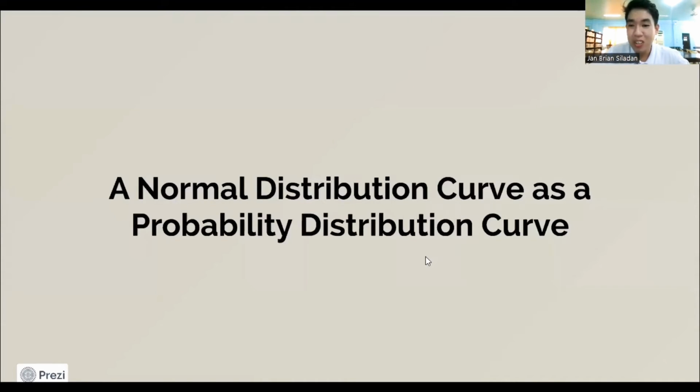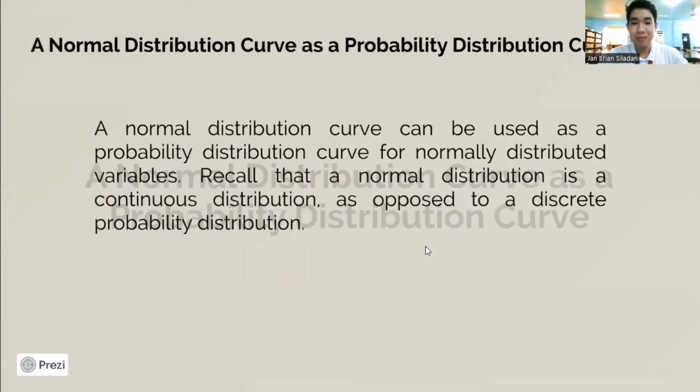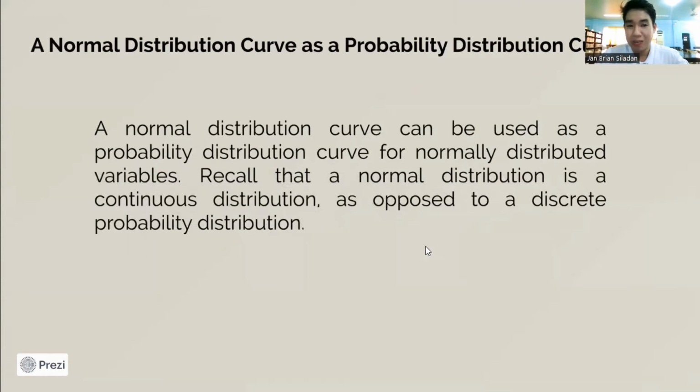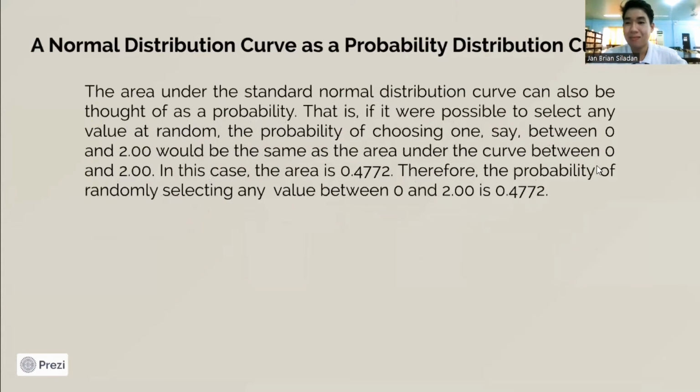A normal distribution curve as a probability distribution curve. What is a normal distribution curve as a probability distribution curve? A normal distribution curve can be used as a probability distribution curve for normally distributed variables. Recall that a normal distribution is a continuous distribution as opposed to a discrete probability distribution. The area under the standard normal distribution curve can also be thought of as a probability.